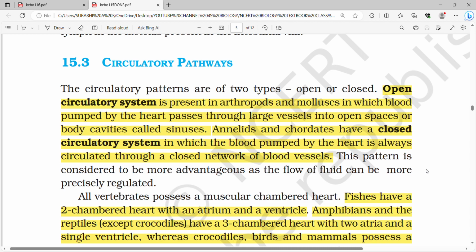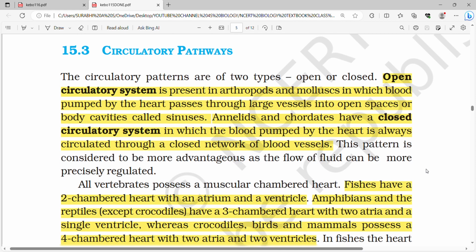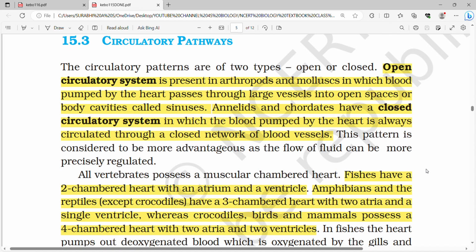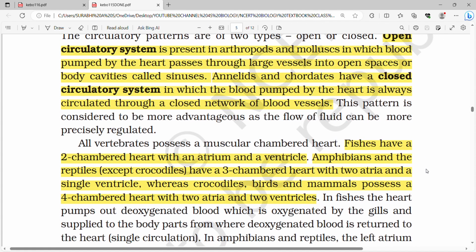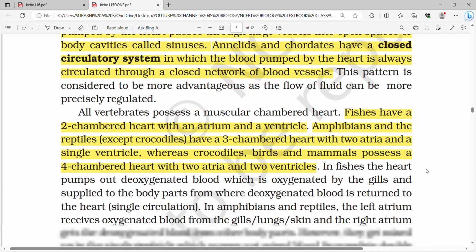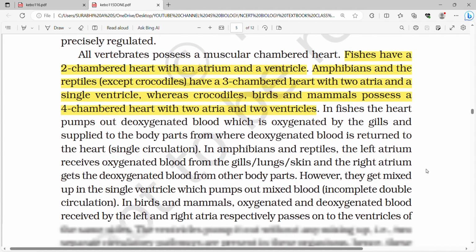Moving on to the circulatory pathway. So there are two types of pathway, that is open and closed. Open is present in arthropods and mollusks, in which the blood is pumped by the heart, passes through the large vessel into open spaces or body cavities called sinuses. Whereas annelids and chordates have a closed circulatory system, in which the blood pumped by the heart is always circulated through a closed network of blood vessels.